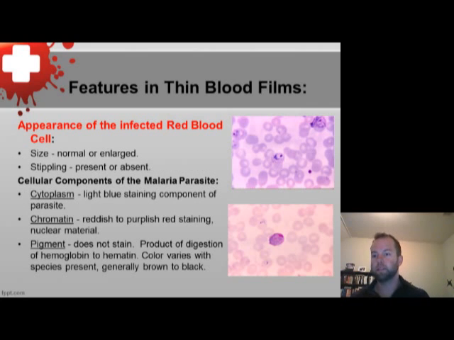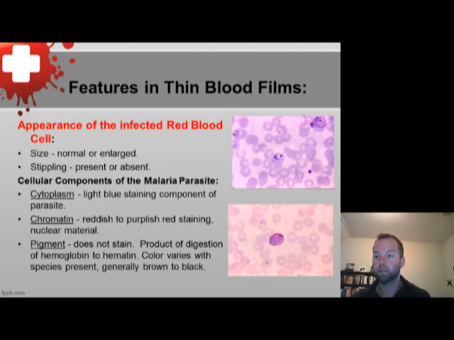For the appearance of a thin blood film, what you're going to be looking for is the size of the infected red blood cell. Is it normal relative to the other red blood cells in the image, or is it slightly enlarged, like you would see in certain species of Plasmodium? Also, is stippling present in the infected red blood cell?